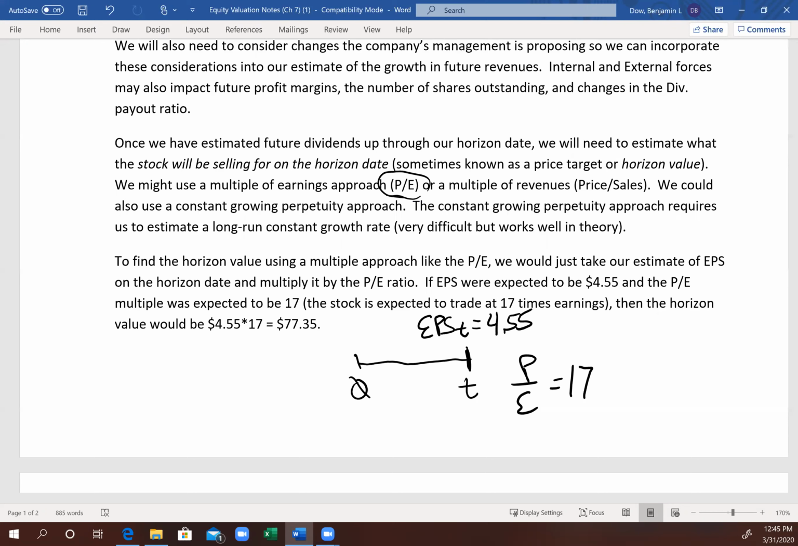Now, you may wonder, well, what's the PE multiple? That's beyond the scope of the class. We want to figure out what a long run growth rate is. That's, again, something for another class.